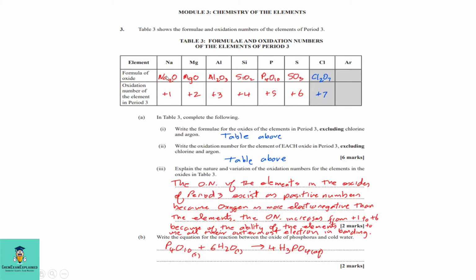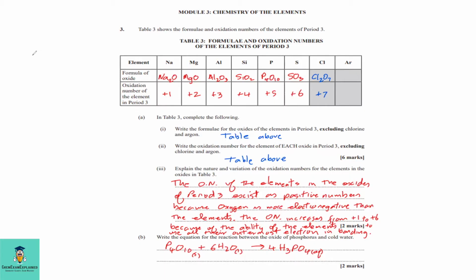So for sodium, we have sodium oxide. For magnesium, we have magnesium oxide. For aluminum, we have aluminum oxide. For silicon, we have silicon dioxide or silica. For phosphorus, we have phosphorus pentoxide. For sulfur, we have sulfur trioxide. Now for the oxidation numbers of the elements, once we know the formulae, we can actually work out the oxidation numbers for each of the compounds.